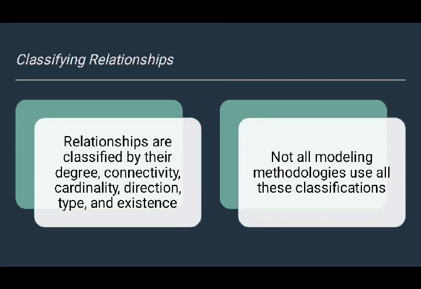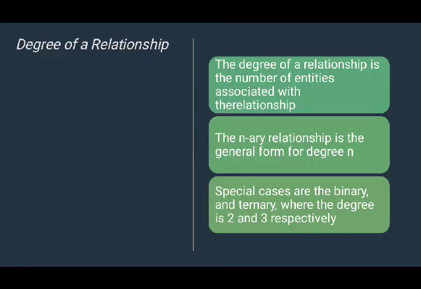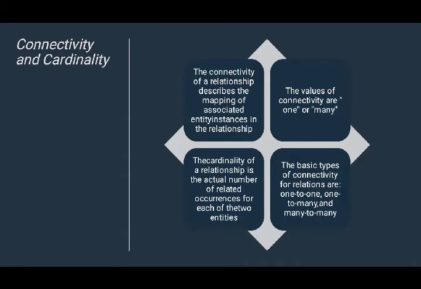Classifying relationships. Degree of a relationship. Connectivity and cardinality. The connectivity of a relationship describes the mapping of associated entities in the relationship. The values of connectivity are one or many. The cardinality of a relationship is the actual number of related occurrences for each of the two entities. The basic types of connectivity for relations are one to one, one to many, or many to many.